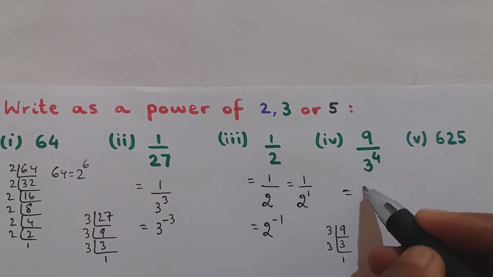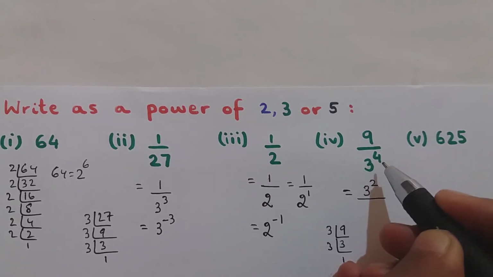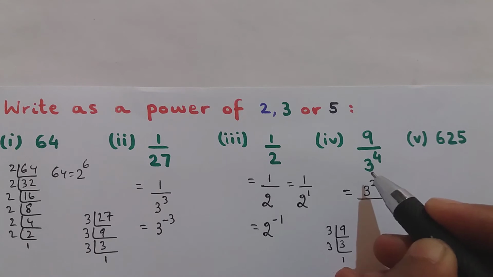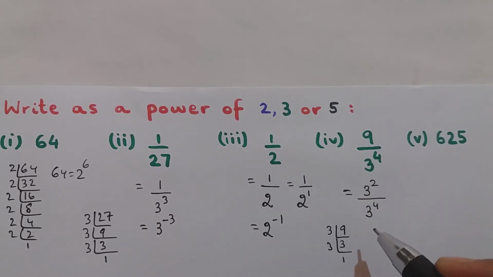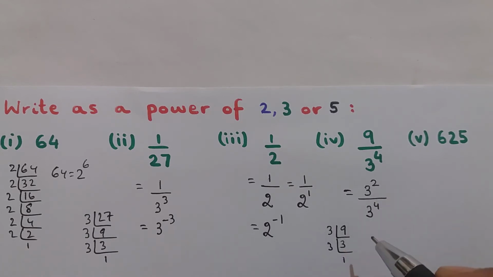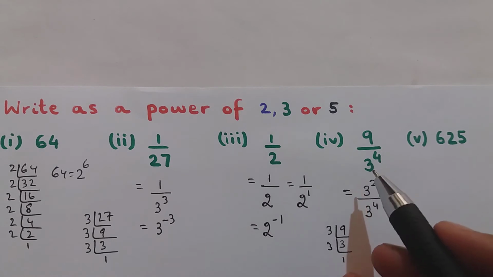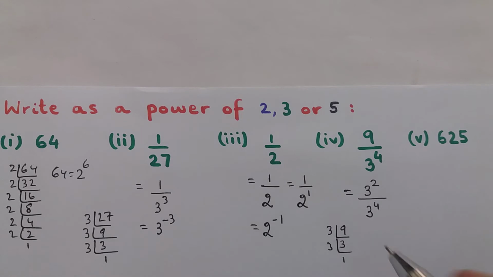So I can write 9 as 3 square upon 3 raised to the power of 4. This is already in the power of 3. 3 raised to the power of 4 is already in the power of 3, and 3 is a prime number. So 3 raised to the power of 4, I can simply write as 3 raised to the power of 4. So 9 upon 3 raised to the power of 4 is equal to 3 square upon 3 raised to the power of 4.